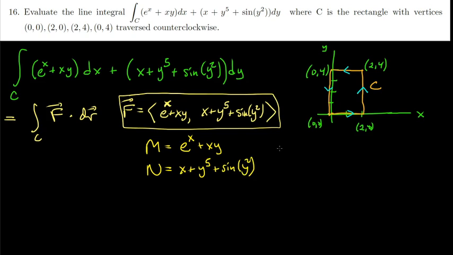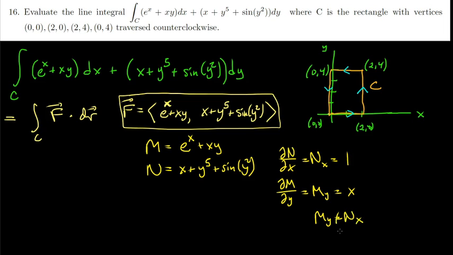So to check if it's conservative, we take the partial of N with respect to x, or N sub x, and that's just 1. And then the partial of M with respect to y is going to be x. So no, they're not equal. So this is definitely not conservative, because x does not equal 1. I mean, it might at 2 particular points, but not along the entire curve. So, okay, it's not conservative.